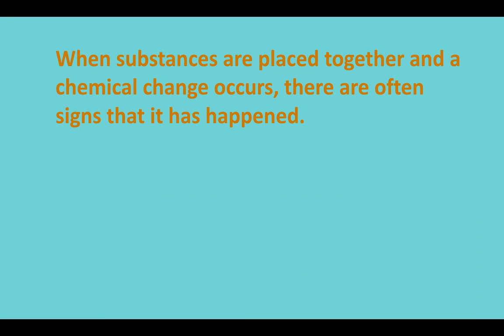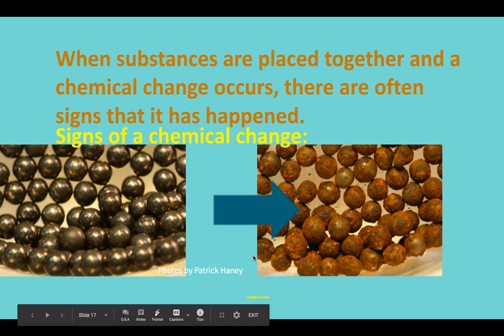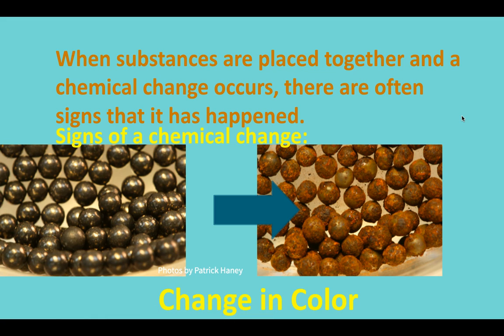When substances are placed together and a chemical change occurs, there's often clues that this happened. I'm going to go through a couple of these. The very first is an unexpected change in color. This is one of the most common ones, which is rusting. You change the color of the metal through the interaction of water, metal, and exposure to oxygen. But you get this rust, this change in color.